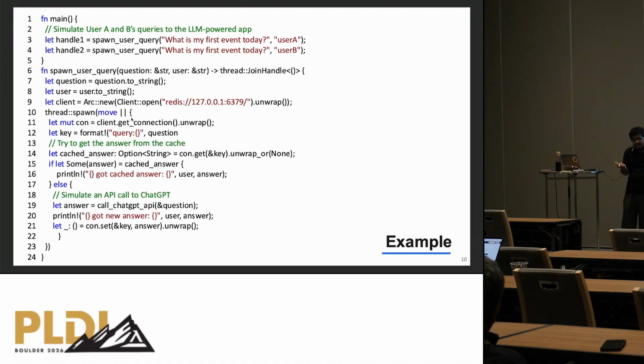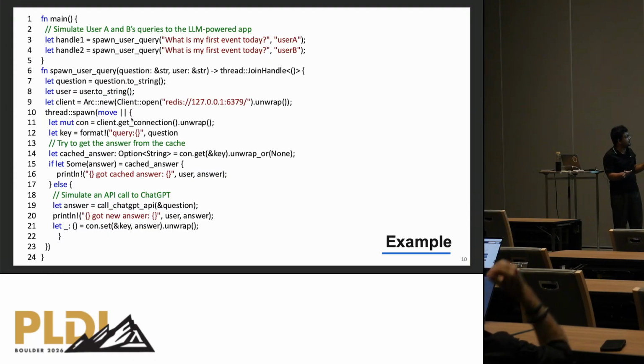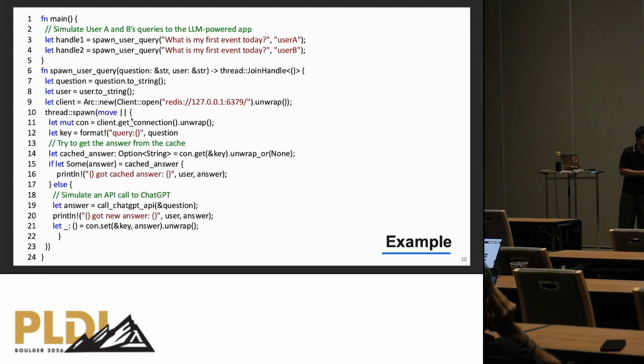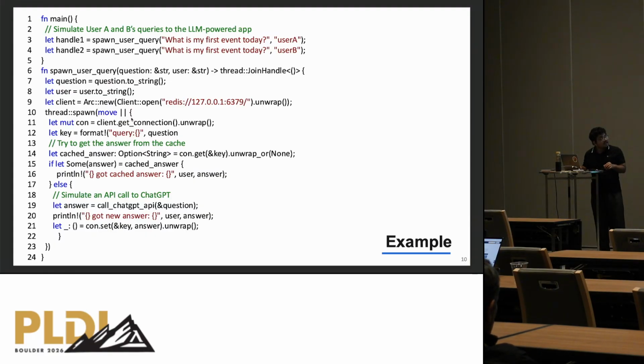So there can be a problem. If the user asks, what's my first event today? The first time, the program will say, okay, this question has not been asked anywhere else, so let's get the answer from the LLM. It gets the answer, then it sets the cache in the Redis database. But when user 2 asks the same question, as there is no user filtration, they get the same answer, because it's coming from the cache database, and in the cache key there is no user filtration. So that's a big problem.